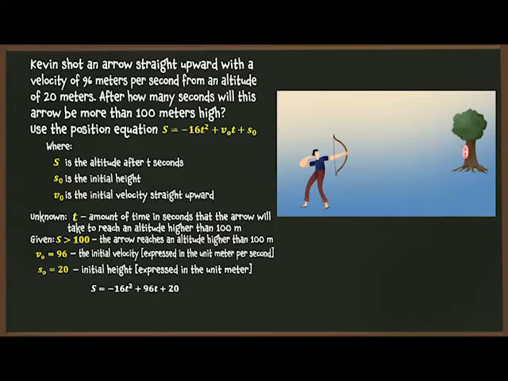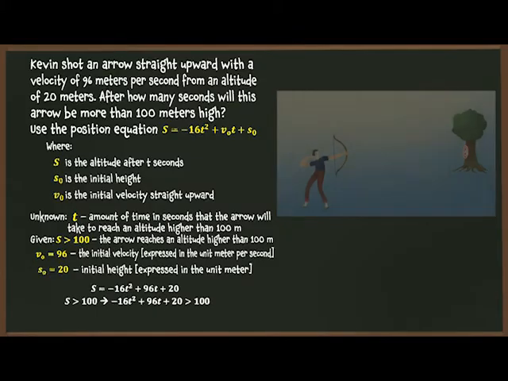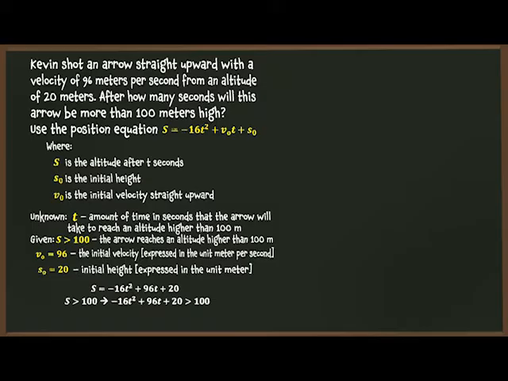So, we may rewrite the inequality s is greater than 100 as negative 16t squared plus 96t plus 20 is greater than 100. We should rewrite this inequality in standard form. So let's decrease both sides of the inequality by 100 in order to set it to 0. The resulting inequality is negative 16t squared plus 96t minus 80 is greater than 0.